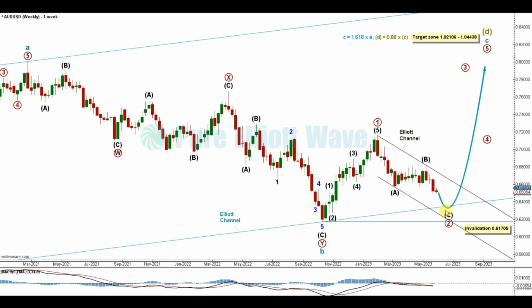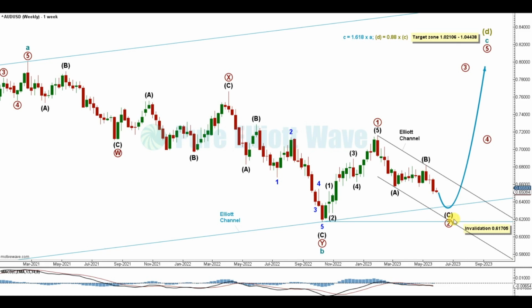Intermediate C within primary 2 is not yet complete. We have a few unresolved waves to the downside, so we're expecting more downward movement. And we do have support below from the Elliott wave channel, and then we have a new Elliott wave channel shown in black, which is drawn around A, B, C. This could act as support for C. C commonly finds support along the lower edge of this channel.